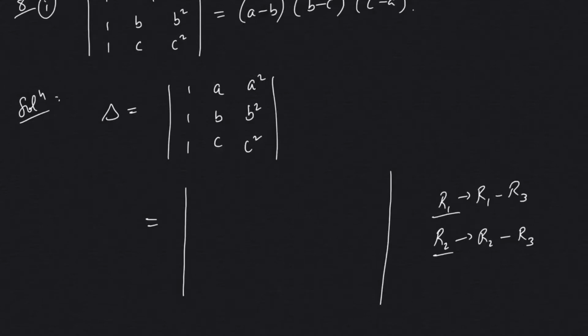Now R3 I am not going to change, so R3 I'll write as it is. R1 I'll use R1 minus R2, and R3 stays. So 1 minus 1 is 0, A minus C, A square minus C square. And R2 I will use R2 minus R3. 1 minus 1, 0 again, B minus C.